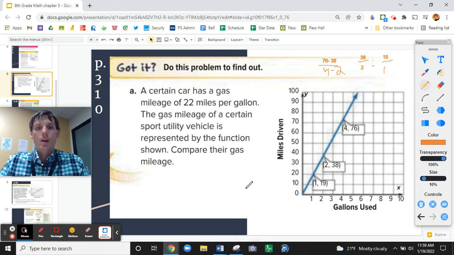Okay. So if this is 19 and this one is 22, we notice that this one shown on the graph on the right doesn't get you quite as far, right? Only 19 miles on that 1 gallon versus 22 miles on the 1 gallon here. Okay. All right. So again, comparing our graph, finding that rate of change, comparing that to our word problem of 22 miles per gallon. All right, let's look at a couple more.